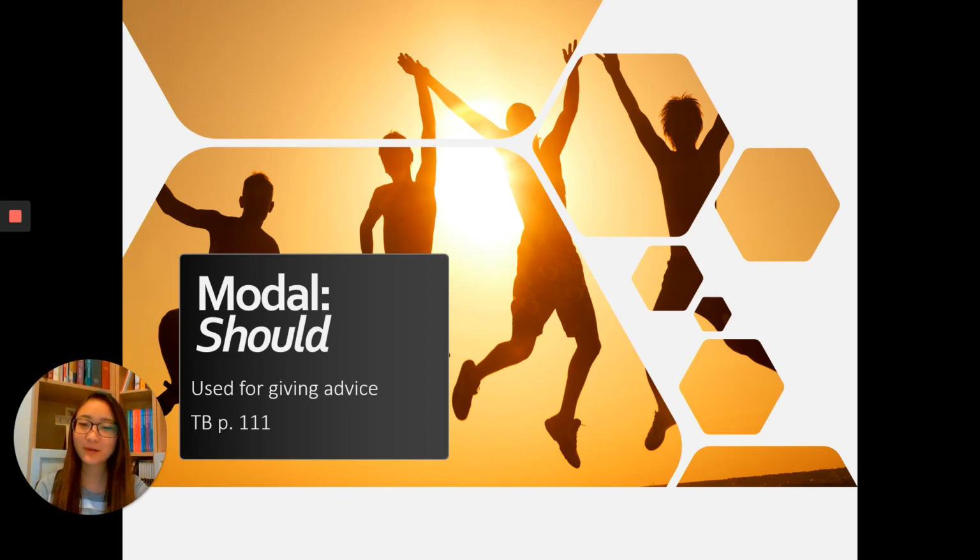Today we will talk about two items. The first one is the modal. You'll find this in your Oxford textbook on page 111. Now, for this modal, we will only talk about the word should. And we use this for giving advice.